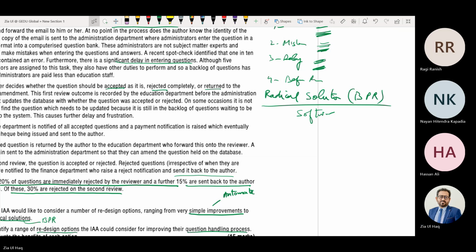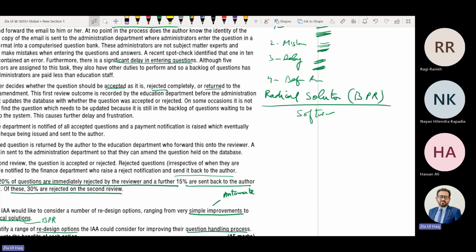After entering into the system, the reviewer should access the system through login ID and password, and review the question online in the software. You don't need to send him an email again. He will access the software and see the question, review online, and after review, he should press one of 3 buttons: accept, reject, revise.